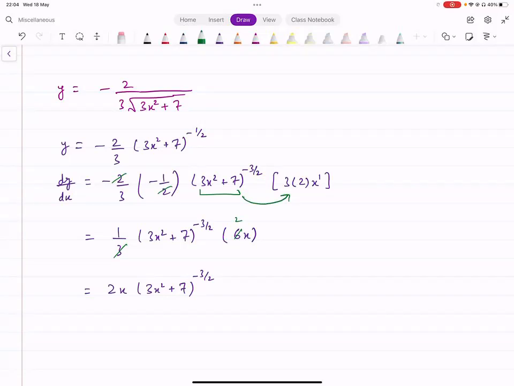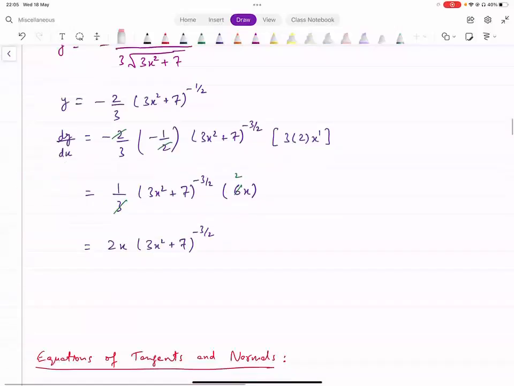3x squared का derivative is 6x. So that's what we've got here. 7 का derivative 0 है, तो वो हमने ignore कर दिया. This is what the derivative turns out to be. You can simplify this and we end up with this result at the end. Okay, so this is what we need to know about in terms of differentiating functions in paper 1.